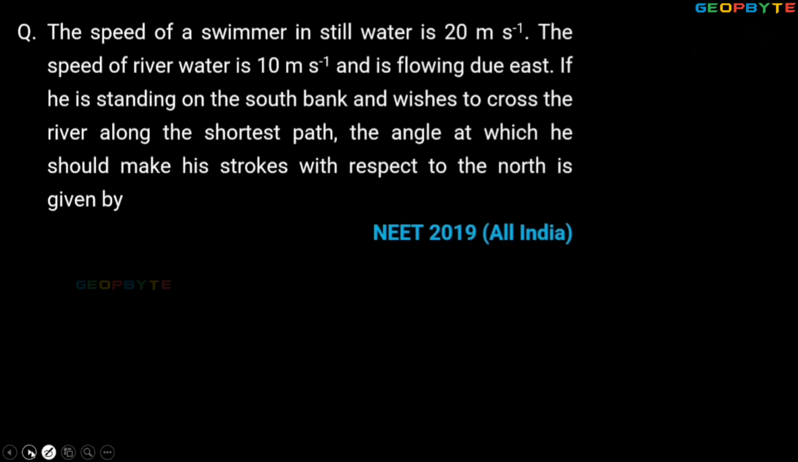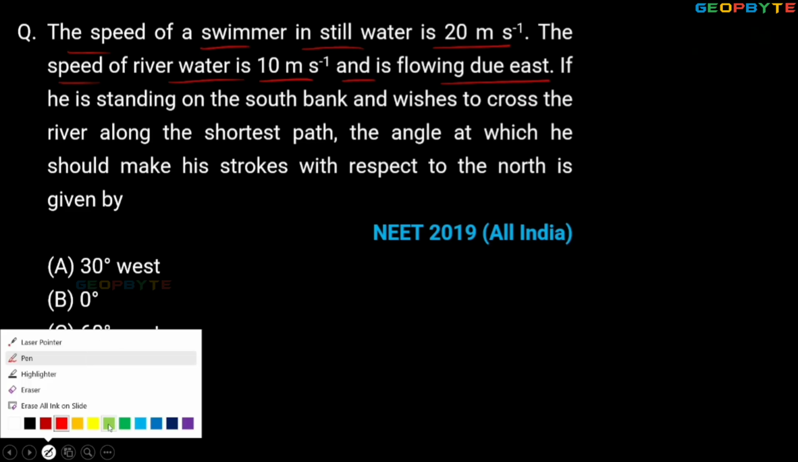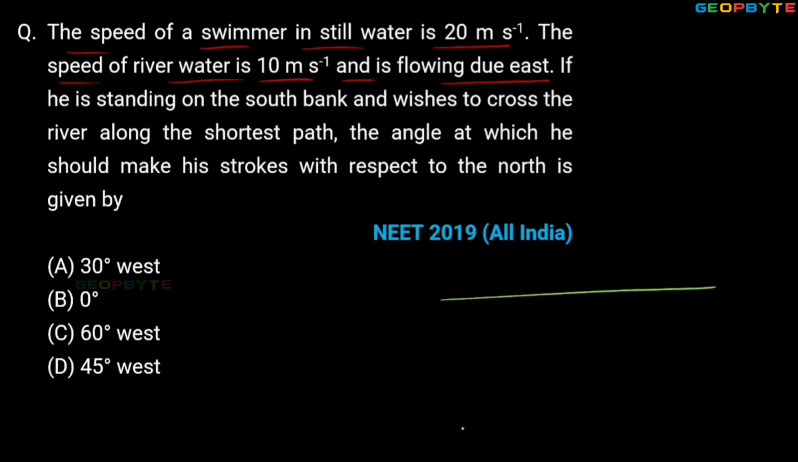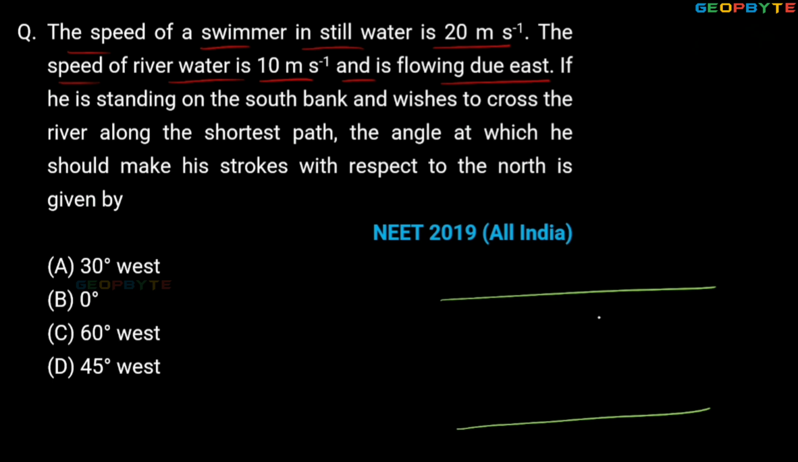Similarly, let us take another important problem. Look at the screen. It is asking like this. The speed of a swimmer in still water is 20 meter per second, whereas the speed of the river water is 10 meter per second and is flowing due east. It is like this. This is the river. Given that river water is flowing in this direction, this is the river water flow.